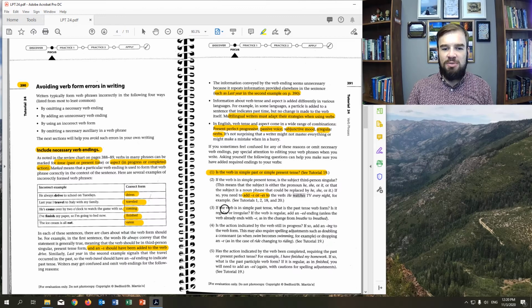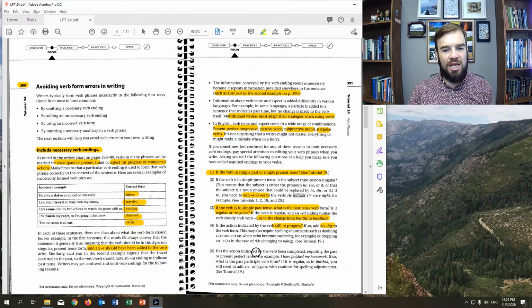3. If the verb is in the simple past, what is the past tense verb form? Is it regular or irregular? If the verb is regular, add an ed. Unless the verb already ends with e, then you can just add the d, like changing breathe to breathed. 4. Is the action indicated by the verb still in progress? If so, add an ing to the verb form. This may also require spelling adjustments, such as doubling a consonant, like when swim becomes swimming, or dropping an e, as in the case of ride becoming riding.